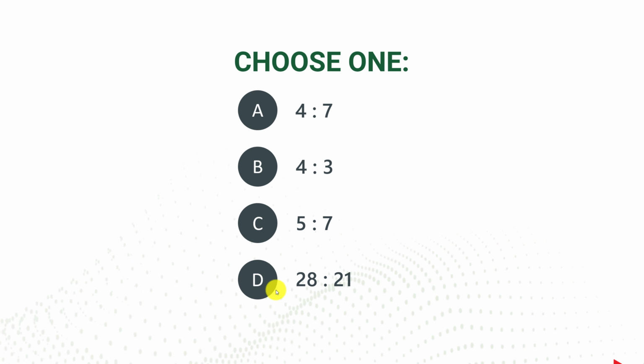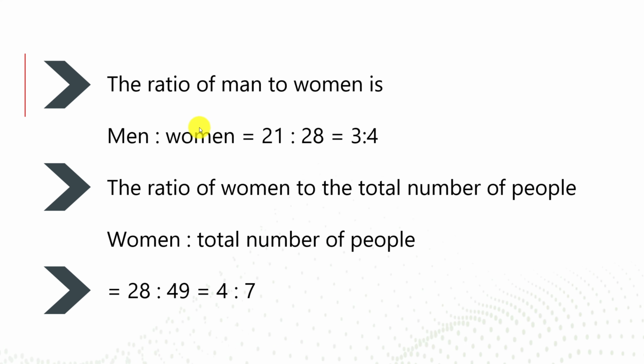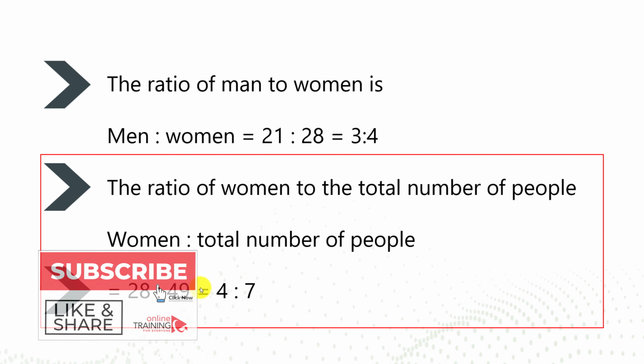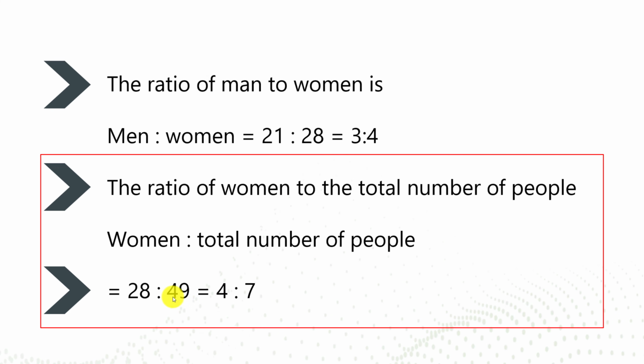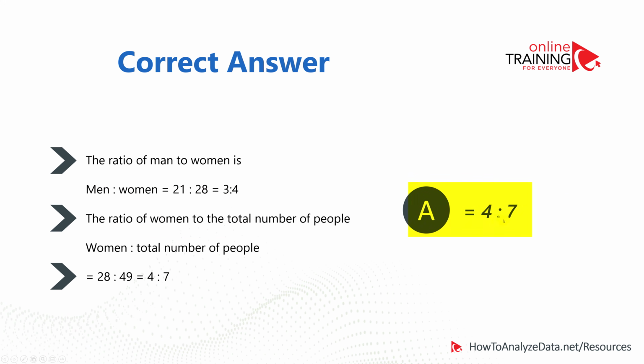The tricky part about this question is that there are choices B and D, which represent the ratio of women to men. But this is not what needs to be calculated here, because ratio of women to total number of people needs to be captured. Let's look at the correct answer. Total ratio of women to men is 4:3. But the ratio of women to total number of people is 4:7, which is represented by 28:49. And 49 is calculated as the sum of all people, 28 women and 21 men. So the correct answer is A, 4:7. I'm pretty sure you nailed this question.